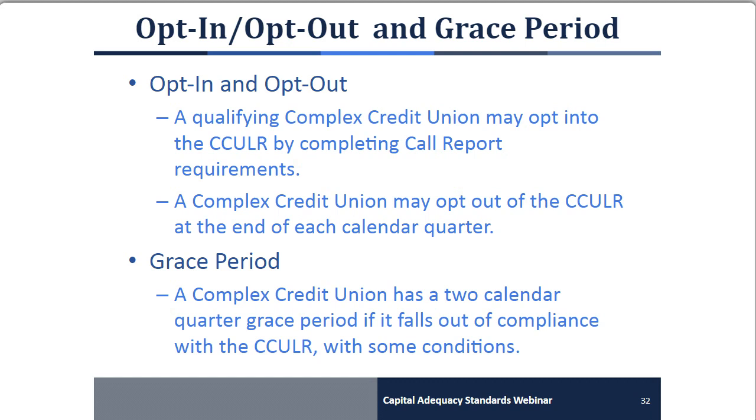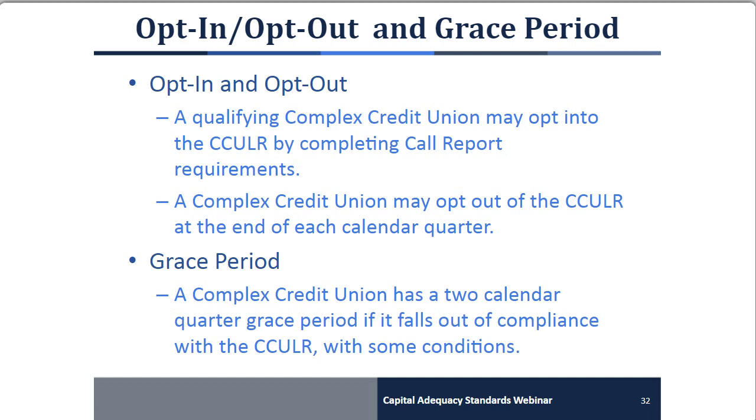The CULR framework does include a grace period. If in a subsequent quarter after March 31st, 2022, a federally insured credit union falls below 9% net worth or fails one of the other 3 qualifying criteria, there is a 2-calendar quarter grace period to meet all qualifications again. During this grace period, the credit union can still opt into the CULR framework and be considered well capitalized. The exception to this is if the net worth falls below 7%.